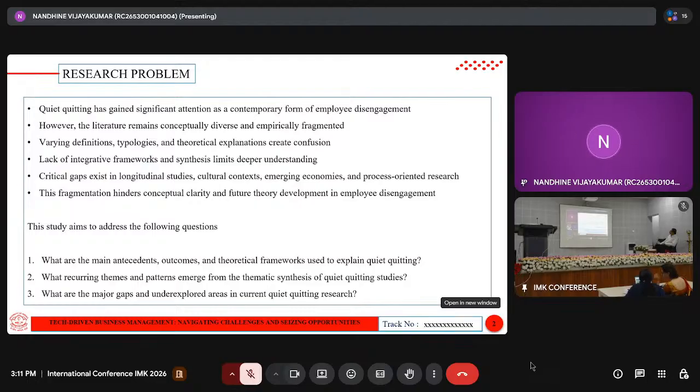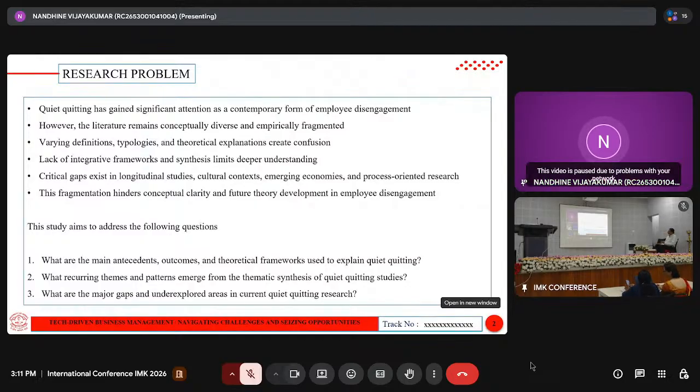Quiet quitting has gained significant attention as a contemporary form of employee disengagement. However, the literature remains conceptually diverse and empirically fragmented. There is no clear segmentation of definitions, typologies and theoretical explanations about quiet quitting criteria, and there is a lack of integrative frameworks. There are also impeding gaps. This fragmentation hinders conceptual clarity on this topic.